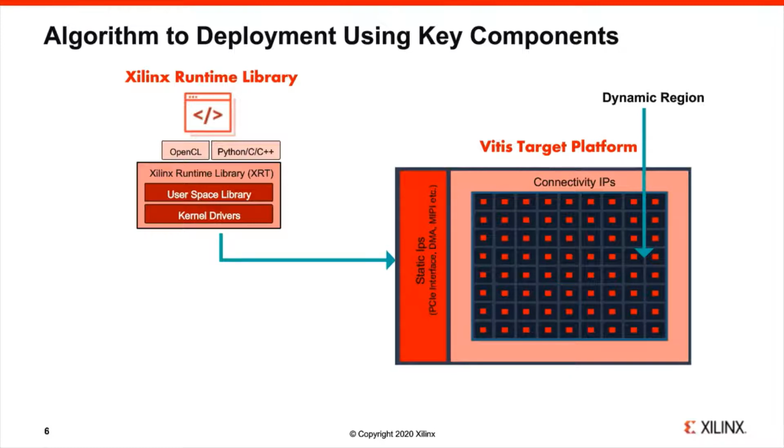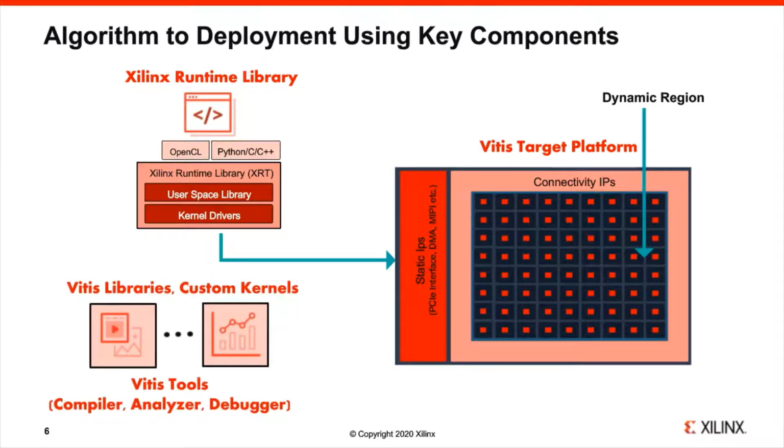XRT runs on the host, which can be an x86 or ARM, and primarily manages downloading the FPGA binaries onto the platform, managing the movement of data between the CPU and FPGA, controlling the execution sequence, and other board management tasks. Now, what the Vitis core tools do is enable the deployment of algorithms onto this predefined Vitis target platform.